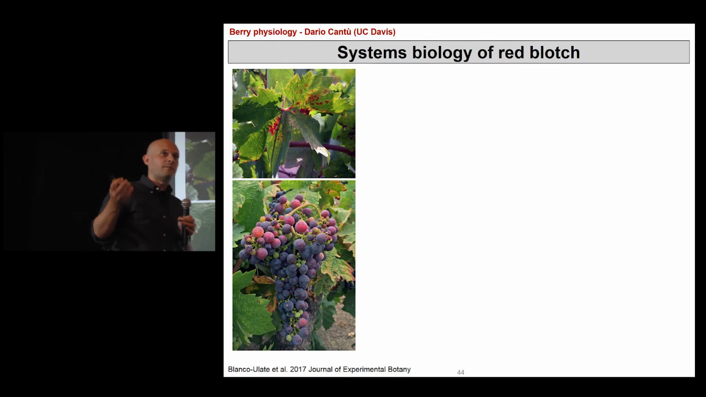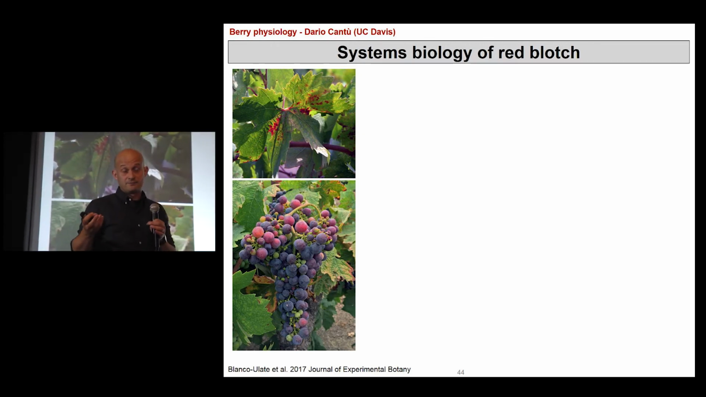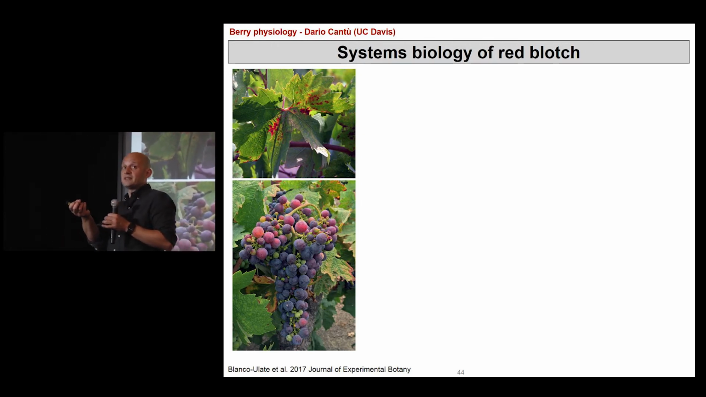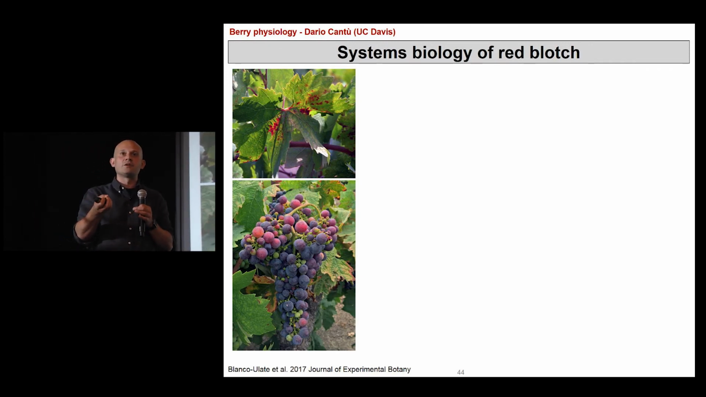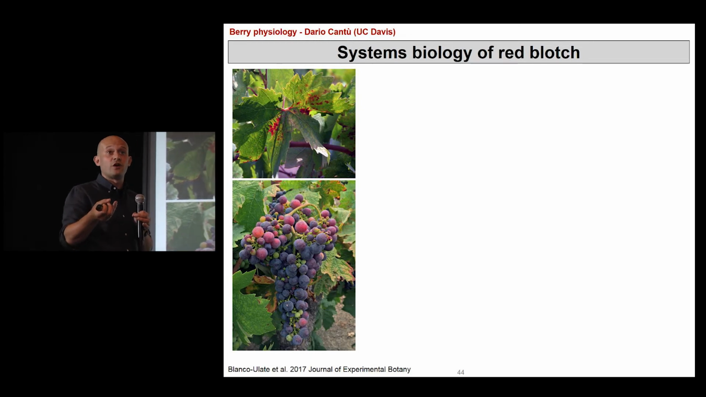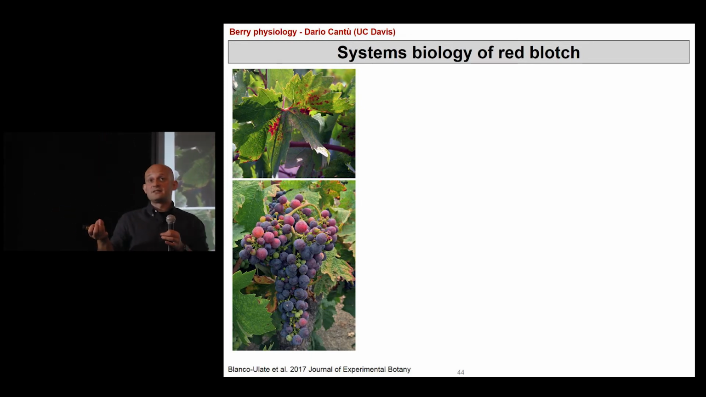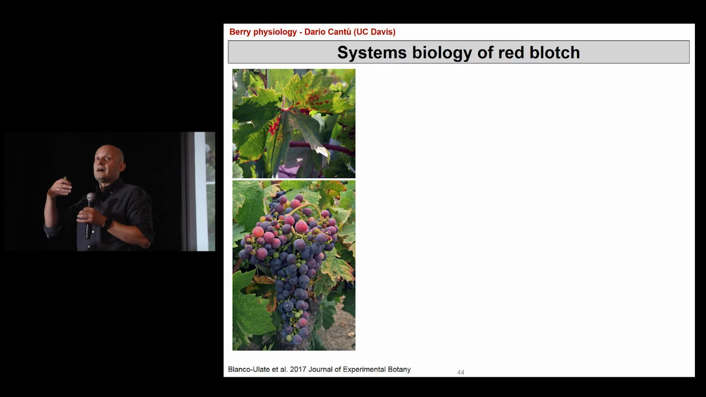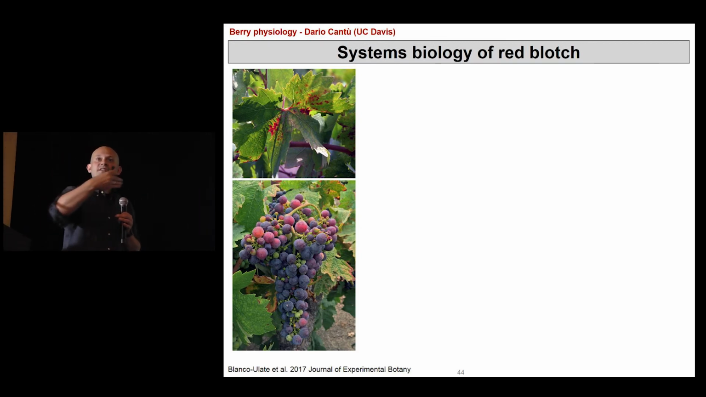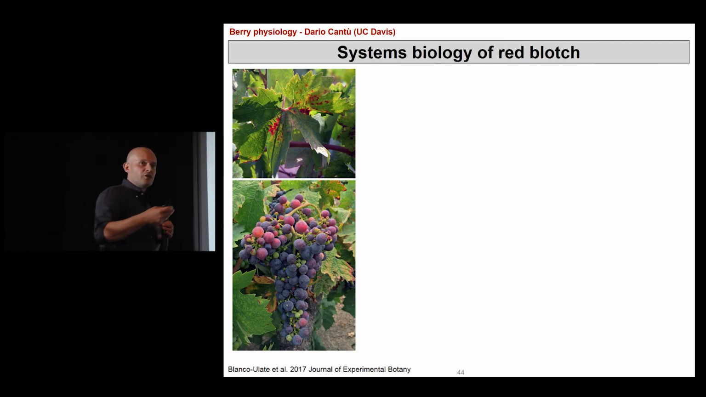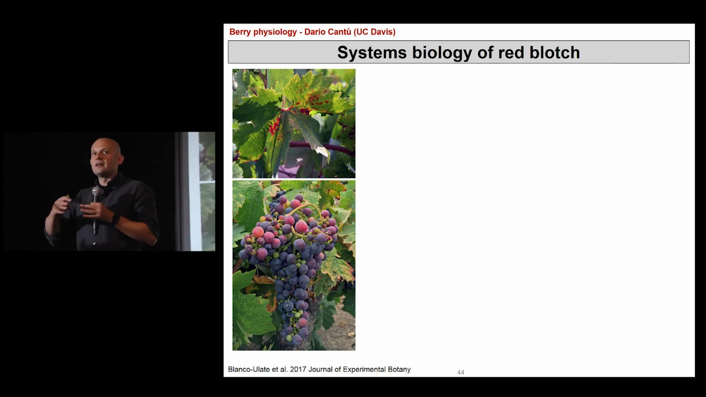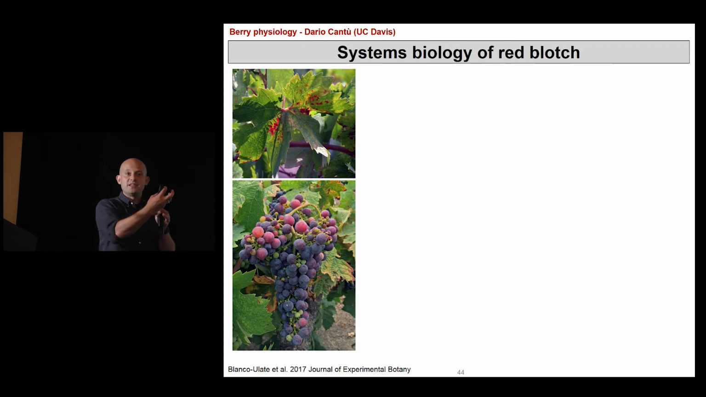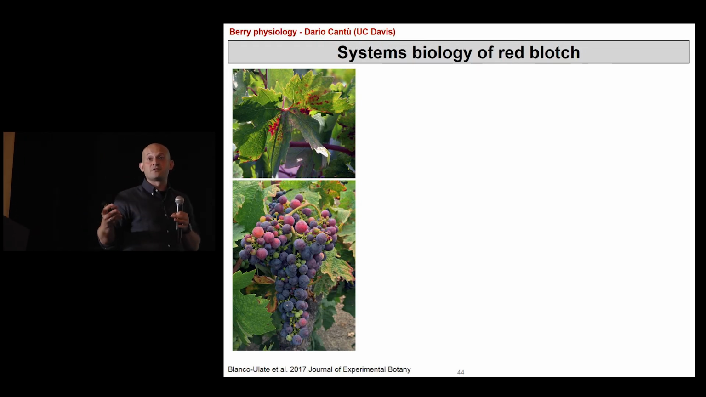So now let's think about what happens when you have red blotch in your berries. You know that you reduce the bricks, and sometimes you have late maturation of the berries, and loss of color. Loss of color means that you actually are affecting negatively the biosynthesis of anthocyanin. Reduced bricks could be that you have less sugars ending up in the berries. So again, let's move away from what you see in those berries and think about what may happen in those berries because of the presence of the virus.